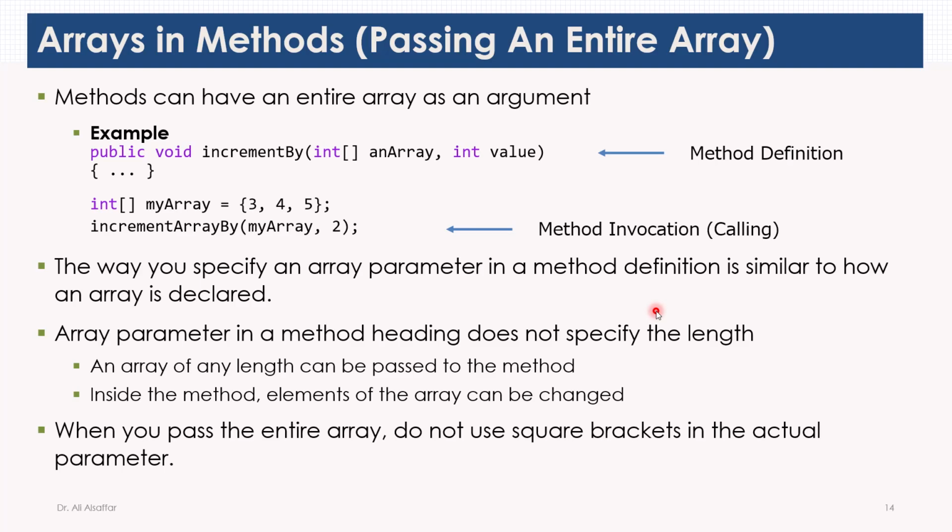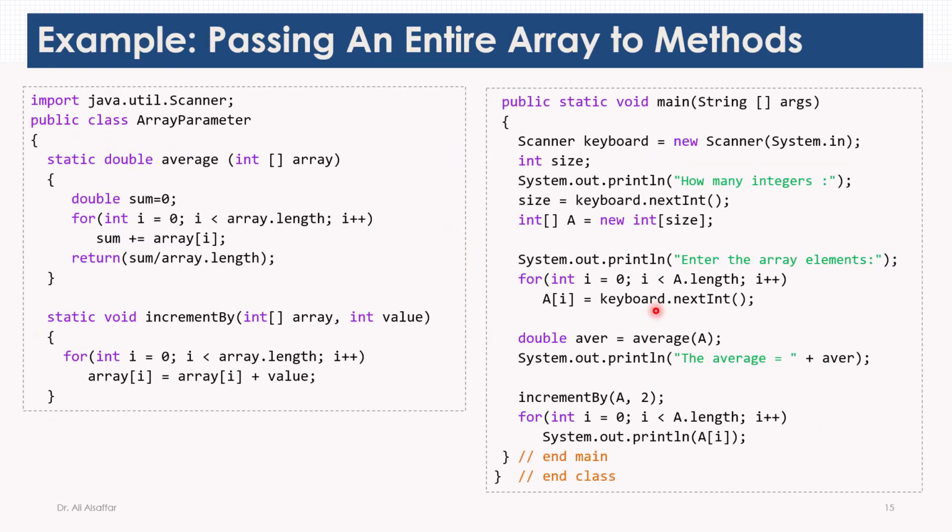Let us have a look into an example. In this example, we have only one class, which is called array parameter, and it has two methods in addition to the static main method. So since we are going to call these methods from main, and main is static, we have to define them as static. Notice here we are not writing public because we assume that by default any method that you define in Java is public.